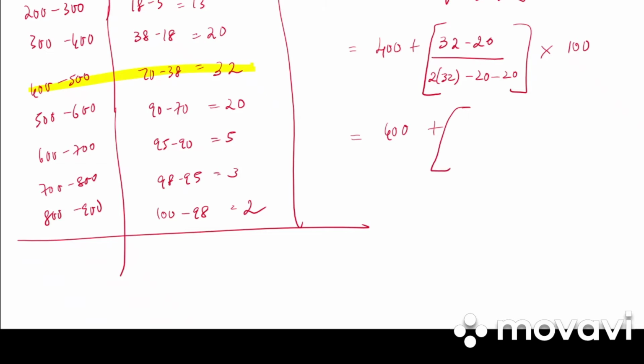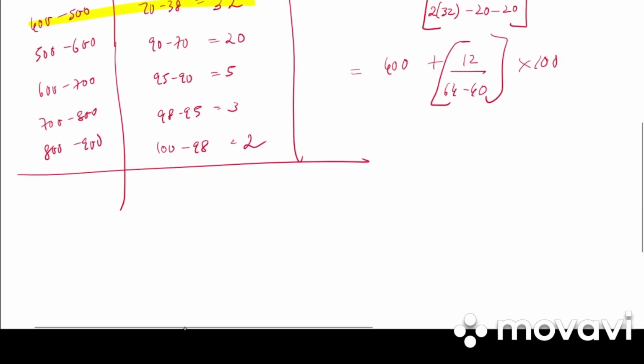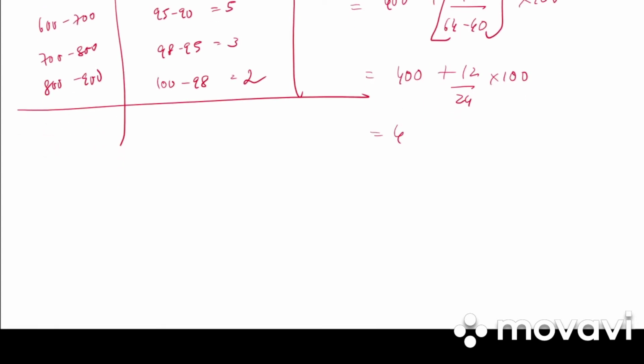400 plus 12 divided by 64 minus 40 into 100. 400 plus 12 divided by 24 into 100. 400 plus 50 is equal to 450. Therefore, mode is equal to 450.